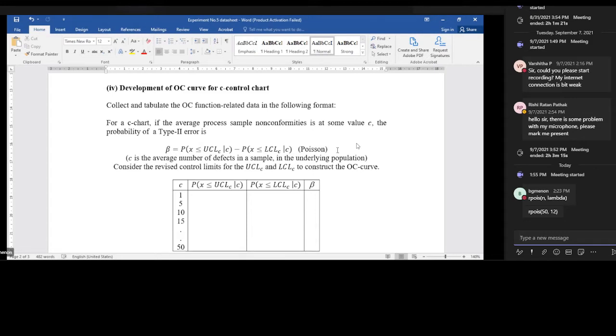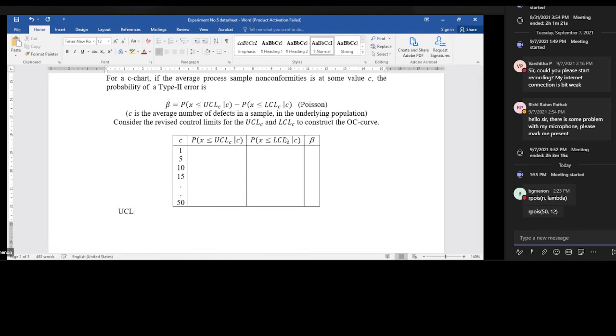So either you can use a cumulative Poisson distribution table, or you can use the Excel sheet to calculate it. So it is pretty straightforward. You are given C as 1, 5, 10, 15, 25, 30, 35, 40, 45, 50. So you have to find out P of X less than or equal to UCL given C. Now I don't know what the UCL is, so for the time being, let us consider this upper control limit to be 6. I'm just typing the upper control limit arbitrarily.